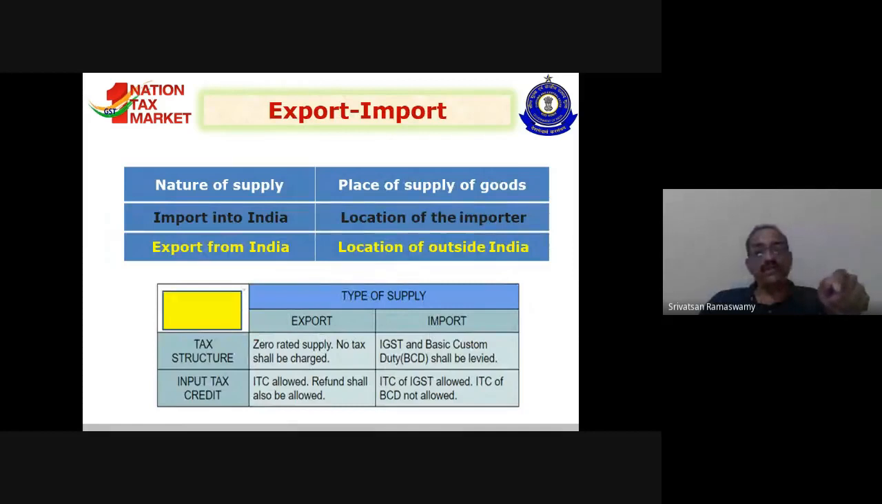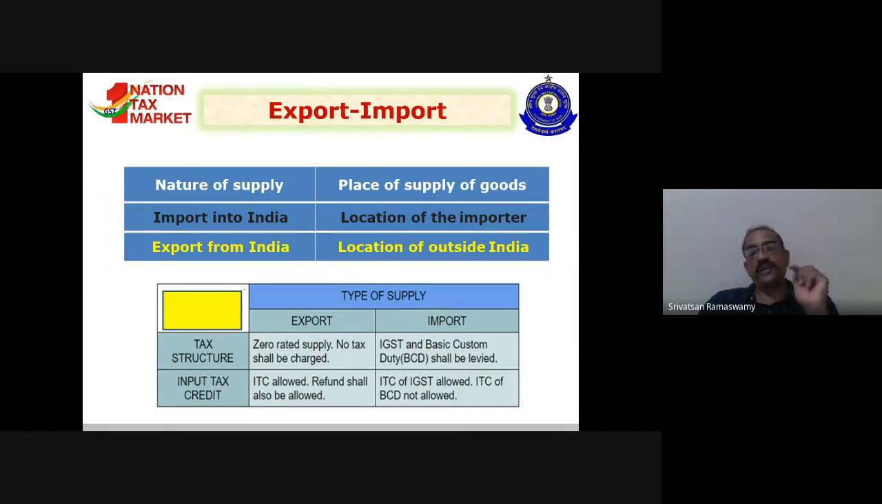As far as imports and exports are concerned, import into India, it is the location of the importer. So if I am in Chennai and import from any place across the world, then IGST will have to be paid. You know that imports IGST will have to be paid because it is a deemed interstate transaction, and as a recipient of that goods, I am liable for payment of tax under reverse charge mechanism, and my location will be decided and IGST will have to be paid.